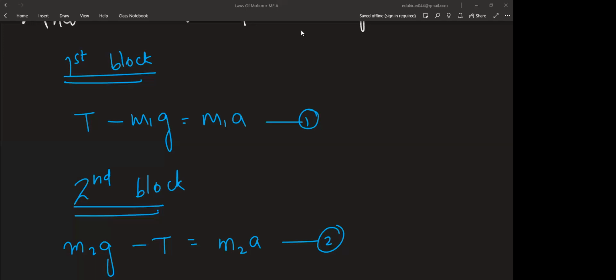First block and second block, yes, Zainab. See, tension was acting in the upwards direction, and wherever the acceleration is, we take that direction as positive. So tension became positive minus mg. Why minus? Because it is in the opposite direction to that of acceleration. You will not see up, down, or anything. You will just see acceleration. Wherever acceleration is directed, that direction will be positive. So this is the net force, tension minus m1g. Net force is equal to mass of the body into acceleration of the system. So T minus m1g is equal to m1a.